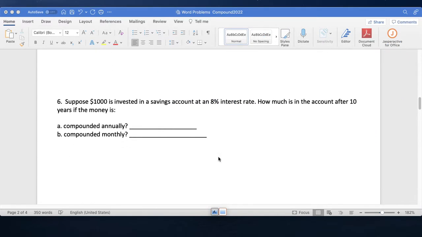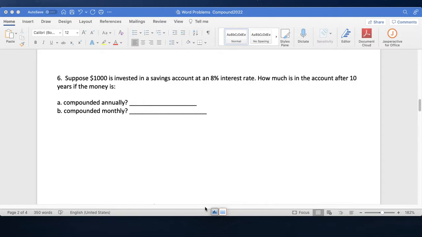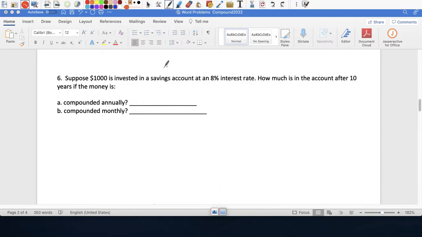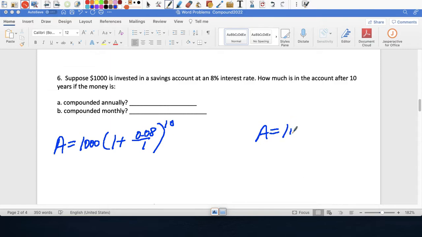6. So it's 2 problems. One is compounded annually, the other one is compounded monthly. So let's see what difference that makes. So 1,000 times 1 plus, let's do the annually first, 0.08 over 1, and then 1 times 10, so just 10. The other one is going to be 1,000 times 1 plus 0.08, but it's compounded monthly, so it's divided by 12. And then on top here will be 12 times 10, or 120. So that's the difference between annually and monthly.